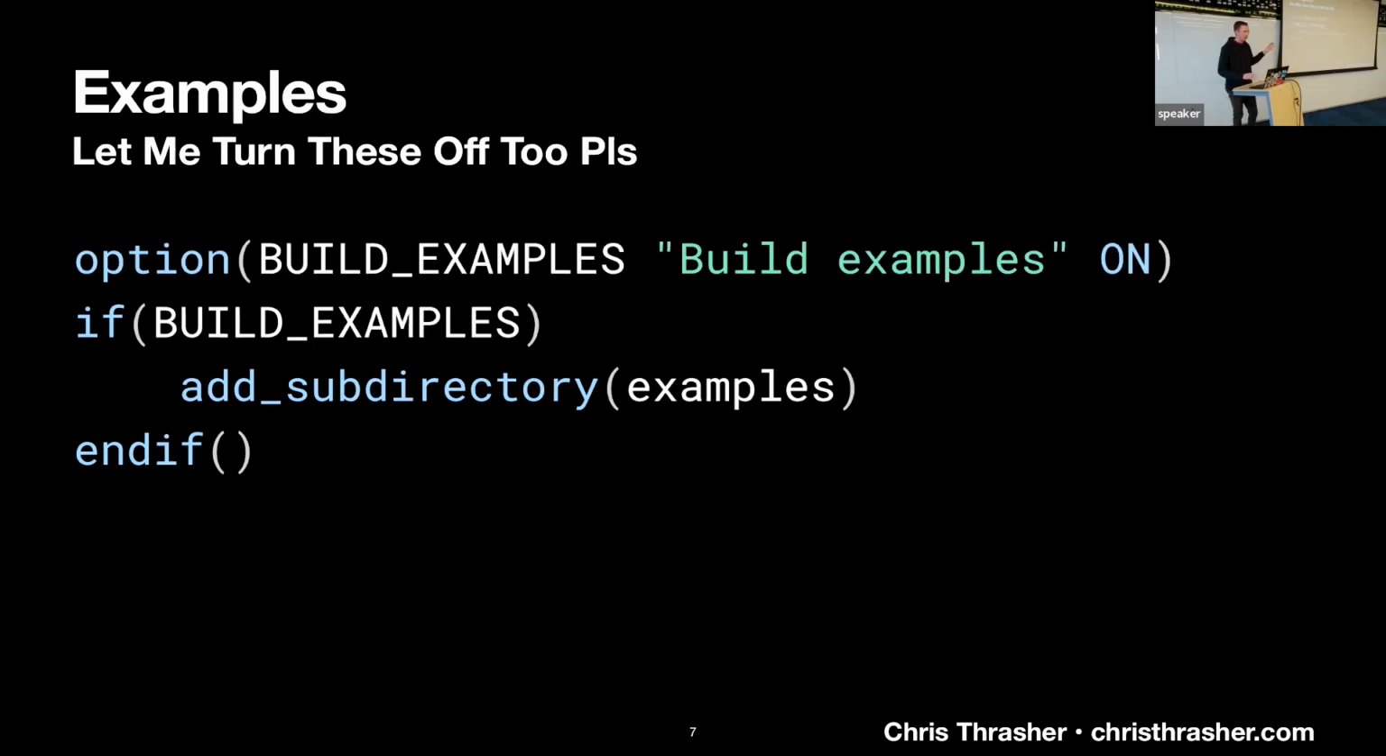Likewise, for examples or any other optional part of your build that is not strictly necessary to using it, please have an option to disable it. This library has examples. Your library might have additional tests. You might have benchmarks as a good example. Anything like that, please give an option to disable it so you're not forcing people to build things that are not strictly necessary if all they want is your core library.